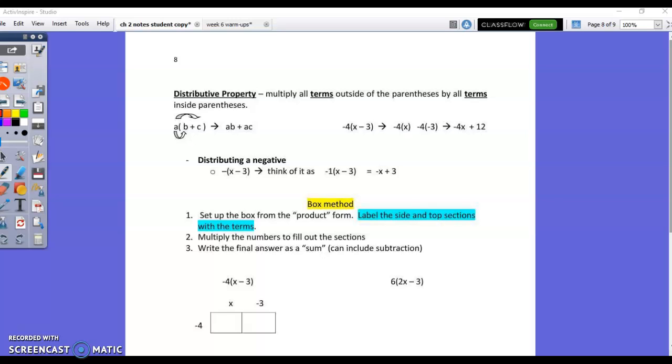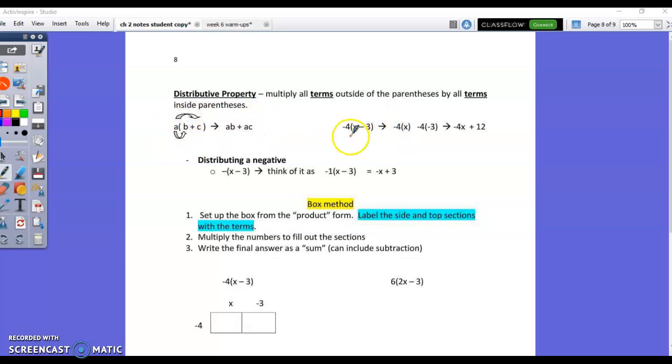Okay, so for this section, we're getting into the distributive property. Basically, what the distributive property is this: all terms on the outside of a parentheses, we multiply by all terms inside the parentheses, and they come out as equivalent. Meaning if I have A times the quantity of B plus C, we talked about that in our last notes, then A times B plus A times C is equivalent to this.